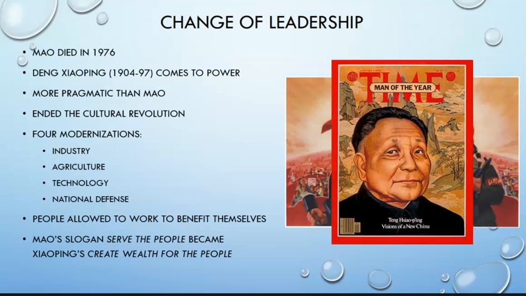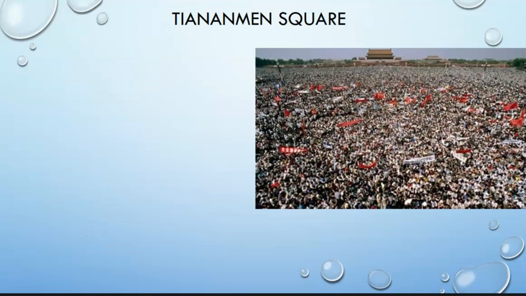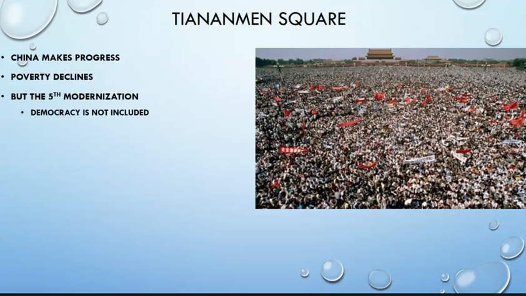And here's a picture of Deng Xiaoping. Well, controversy still comes. China is making progress. Poverty does decline. However, with these progresses, many people are wanting full democracy, actually. And democracy had not been included in this. This is going to lead to protests, especially in the spring of 1989.